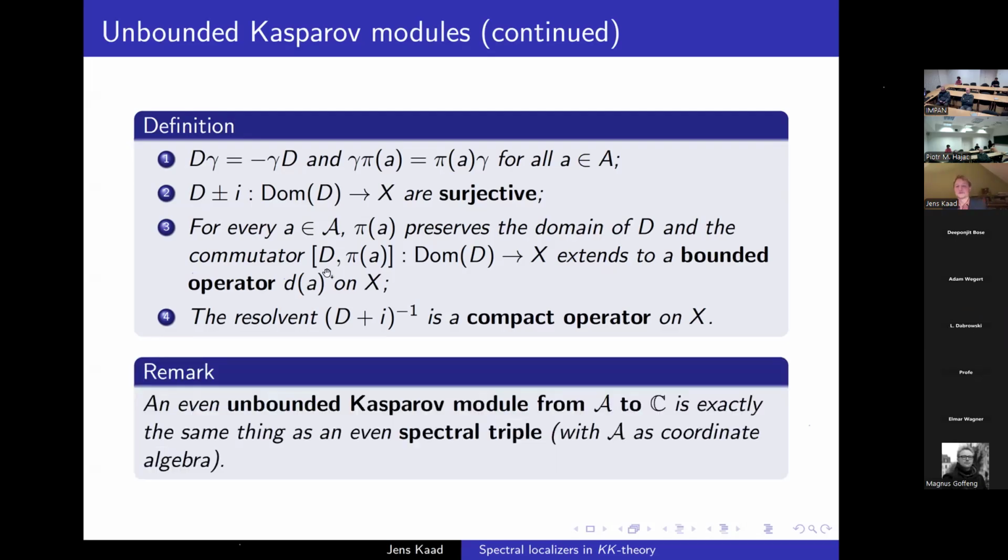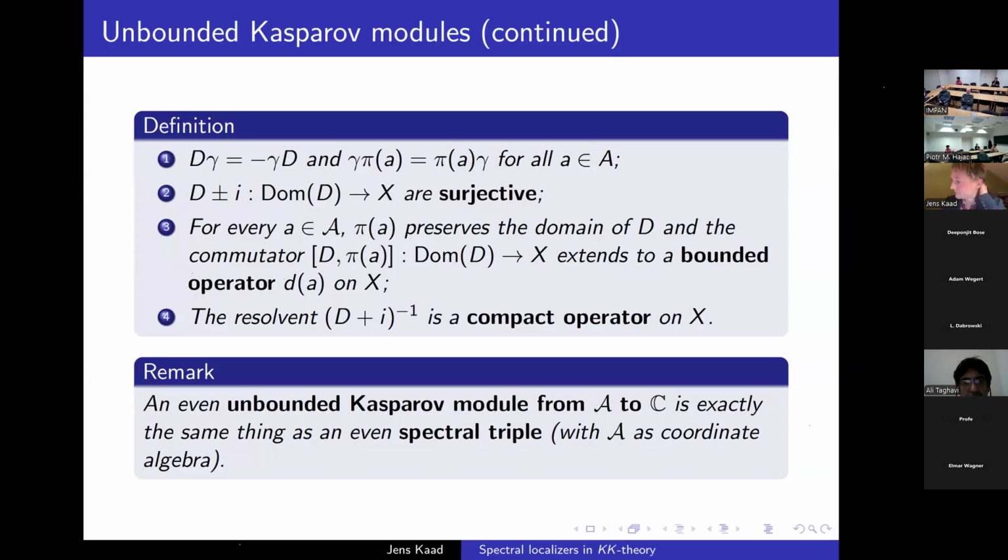Okay, so in case you like spectral triples better than unbounded Kasparov modules, it might be reassuring to know that if I just look at the special case where the coefficient C star algebra capital B is just the complex numbers, then an even unbounded Kasparov module is exactly the same thing as an even spectral triple. Just now curly A is the coordinate algebra for this even spectral triple. So it's really a bivariant version of spectral triples that I'm looking at here.